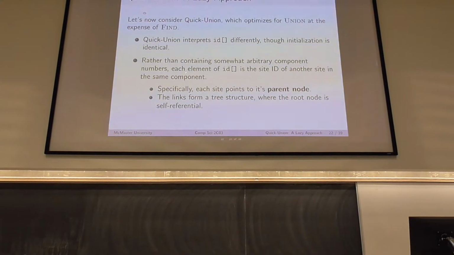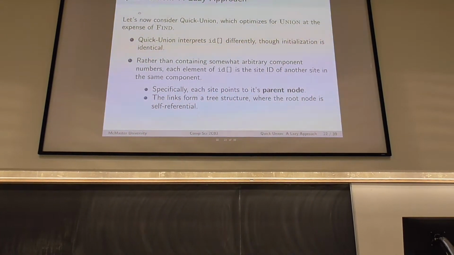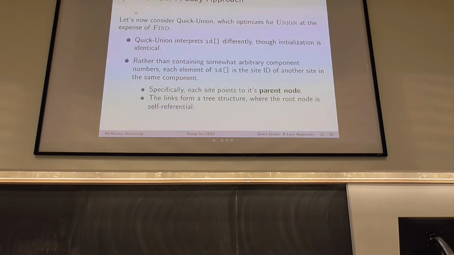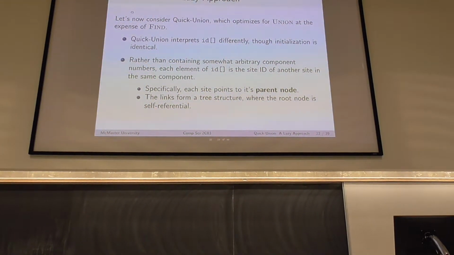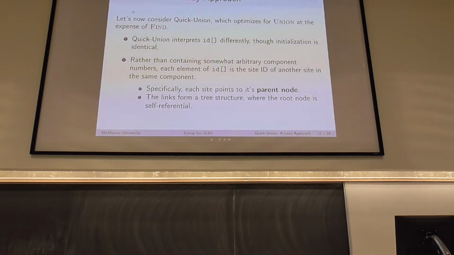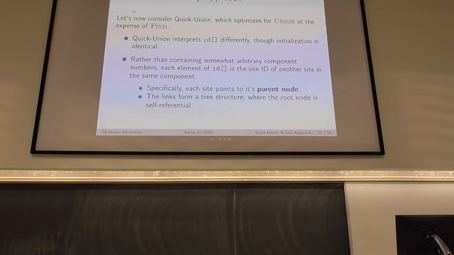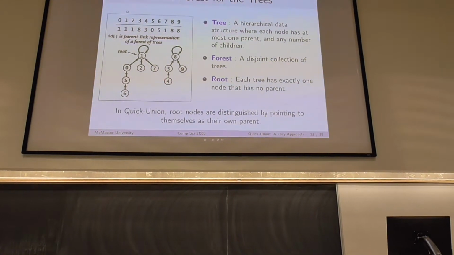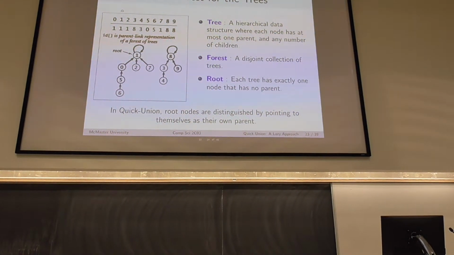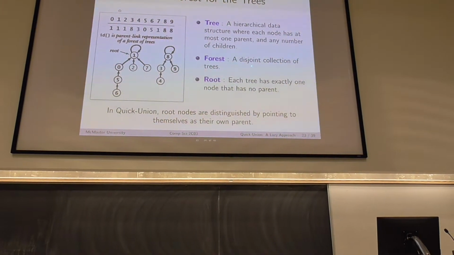Rather than containing somewhat arbitrary component numbers, each element of ID is the site ID of another site in the same component. Specifically, each site points to its parent node. The links form a tree structure where the root node is self-referential. So we have a diagram here.